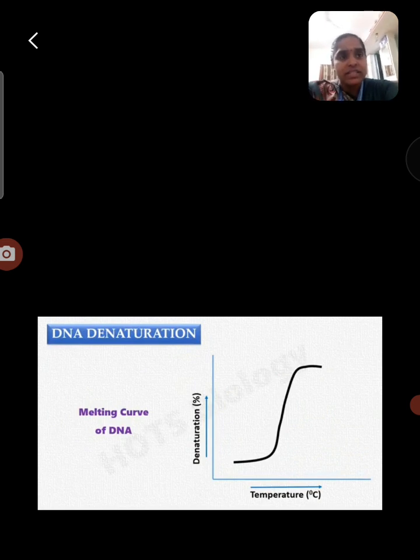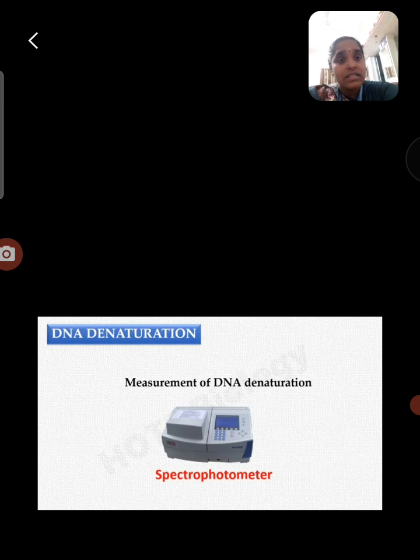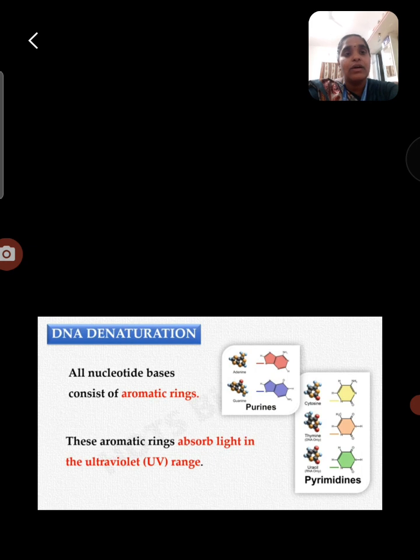How to measure DNA denaturation? DNA denaturation is measured by using a spectrophotometer. This is based on the fact that all nucleotide bases consist of aromatic rings. These aromatic rings absorb light in the ultraviolet range. Nucleic acids such as DNA are made up of these bases. Therefore, DNA molecules also absorb light in the UV range.